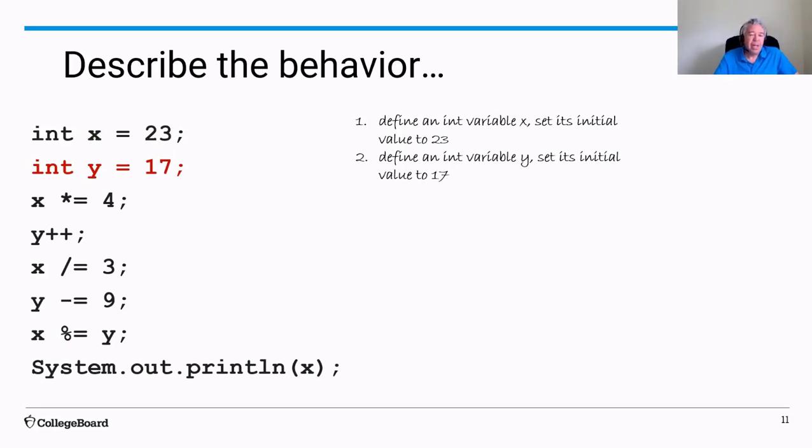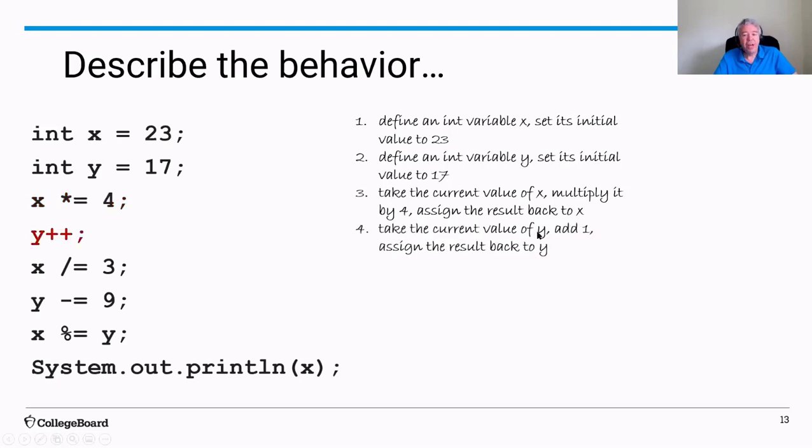All right, the next line says we're going to take the current value of x using our multiply equal compound operator. We're going to take the current value of x, multiply it by 4, and assign the result back to x. The next line, we're using our increment operator. So we're going to take the current value of y, add 1, and assign the result back to y.